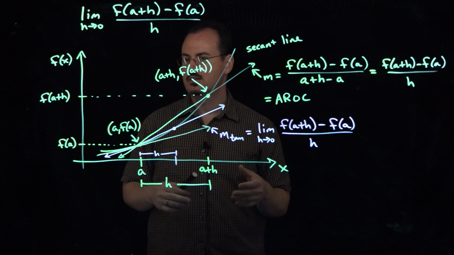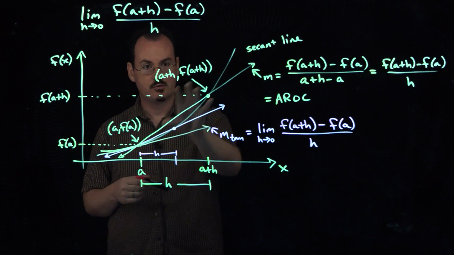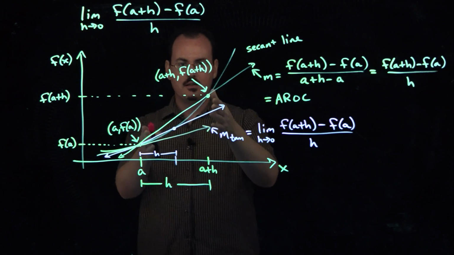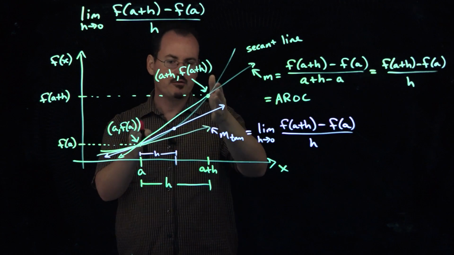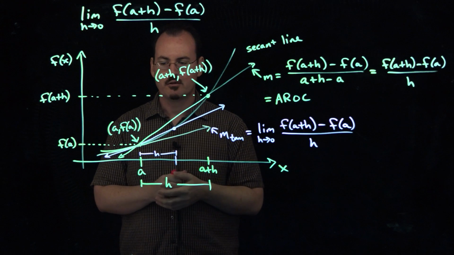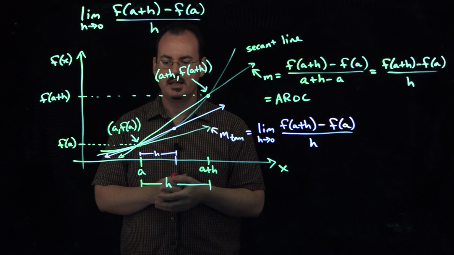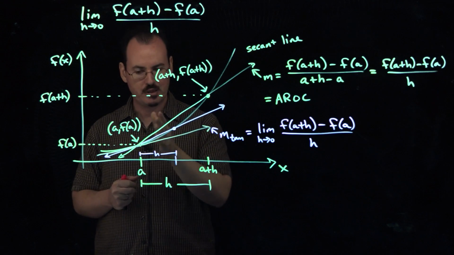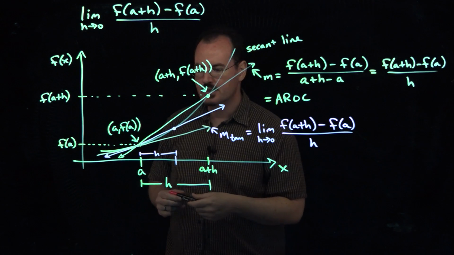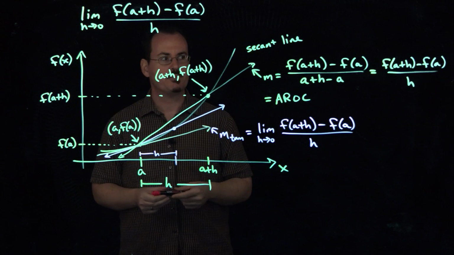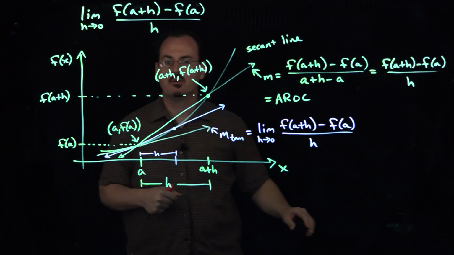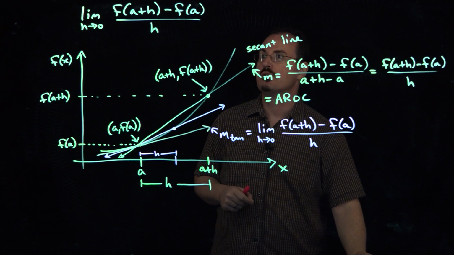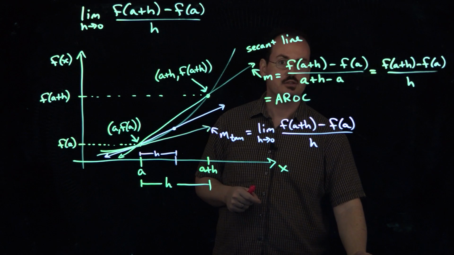So if these functions were position functions, what you might consider that to be is, the average rate of change is like your average velocity over a particular time interval. The instantaneous rate of change would be how fast am I going at an instant in time. That would be like what you're looking at when you look at the speedometer on your car. So anyway, that's hopefully a bit of a help for you for figuring out what the instantaneous rate of change is versus the average rate of change.